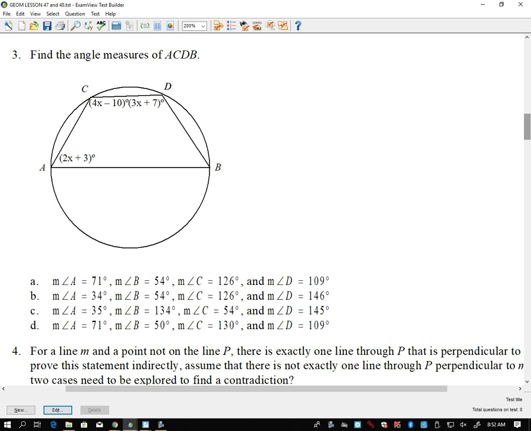All right, what angles here are opposite? All right, but I don't know what B is. Do I know what A and D are? All right, we know that they're supplementary, which means what am I going to do with those two angle measures? Add them and set them equal to what? All right, so I'm going to take 2x plus 3 plus 3x plus 7 and set it equal to 180. What's that going to solve for? It's going to solve for x, right. All right, what do I have to do to solve for x here?